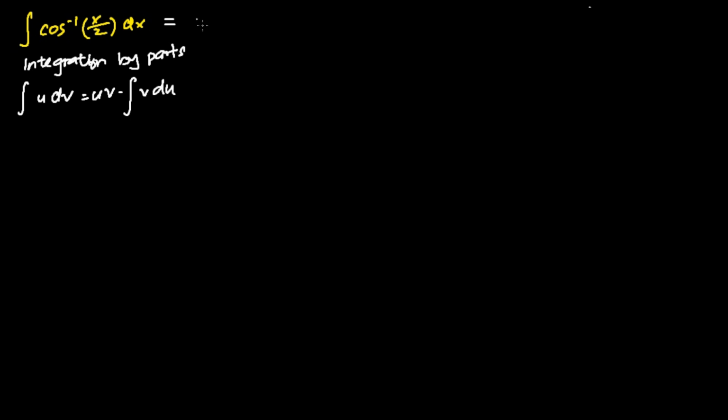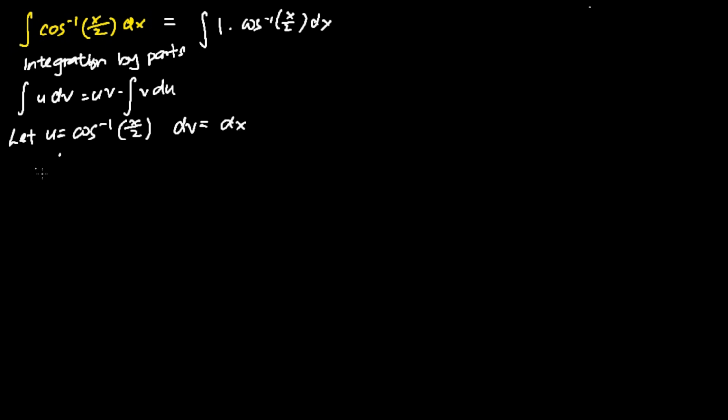The very first step we're going to do is express this as the integral of 1 times cosine inverse x over 2 dx, so that I have two terms, and I can now define the term u to be cosine inverse x over 2, and my dv to be the dx.